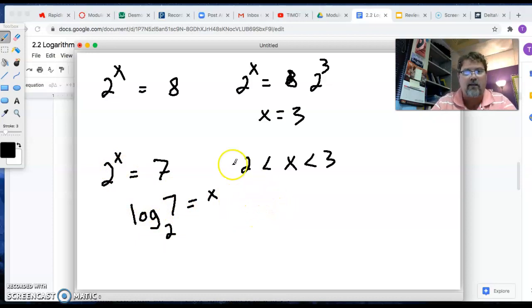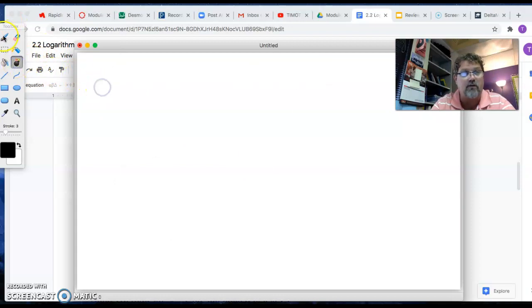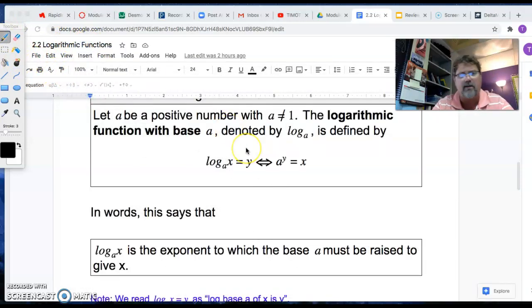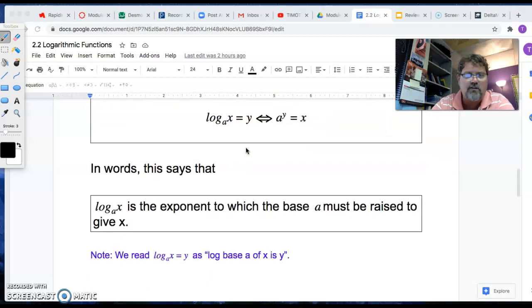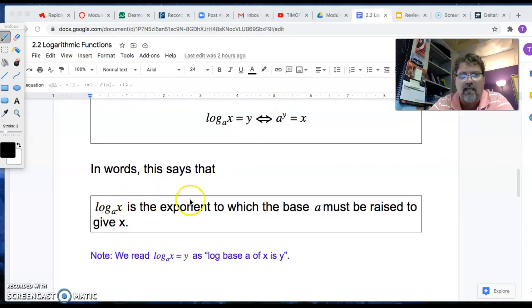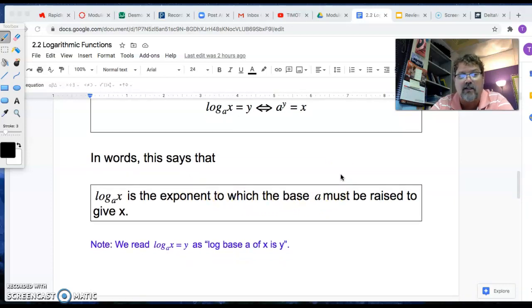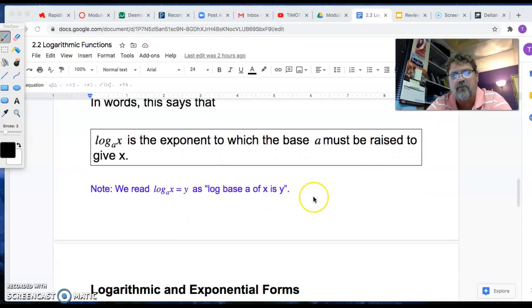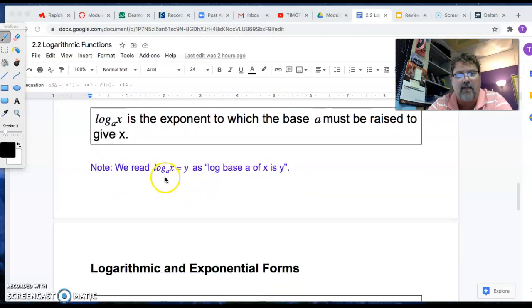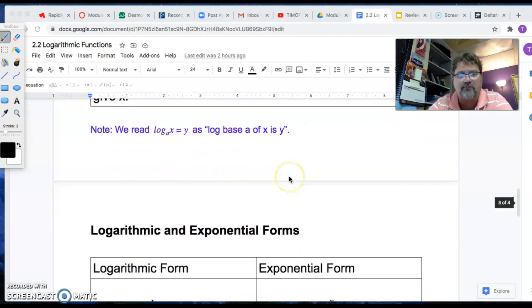All right, let's go back here and take a look at some more of the definition stuff. That was just me starting to think about how this thing works. And we'll get a lot more in depth in this. All right, so in words, log base a of x is the exponent to which base a must be raised to give x. Yes, that's exactly what it is. Note, in blue here, we read this as log base a of x equals y, as log base a of x is y. Just make sure you say base a, because log a of x doesn't make sense. We need to know that a is your base.